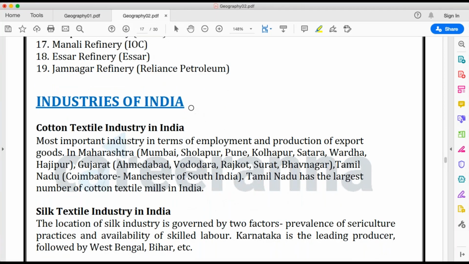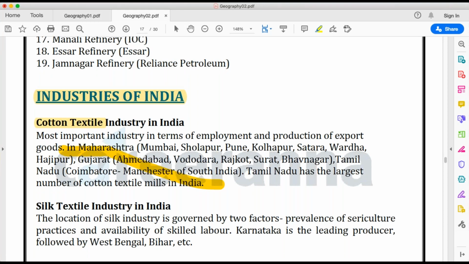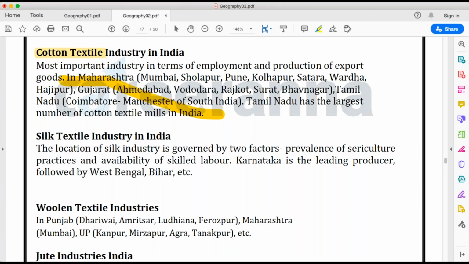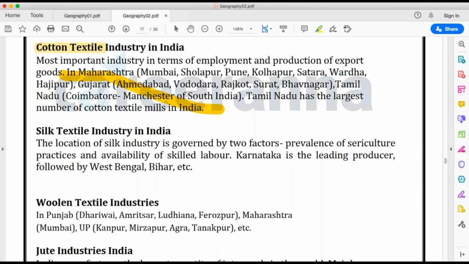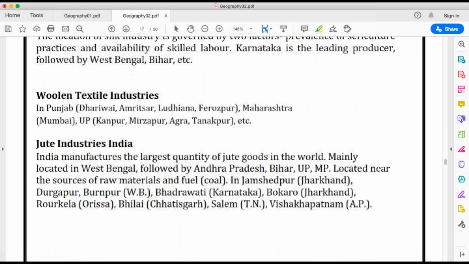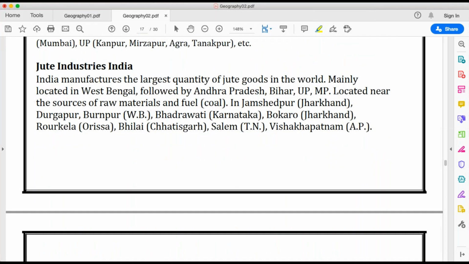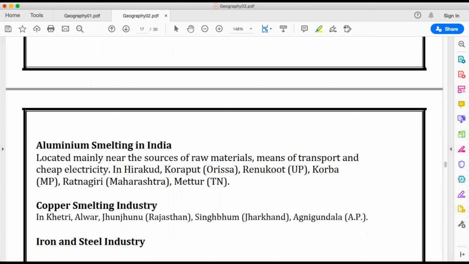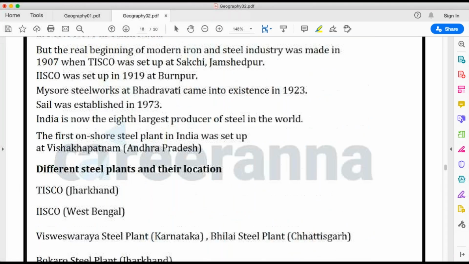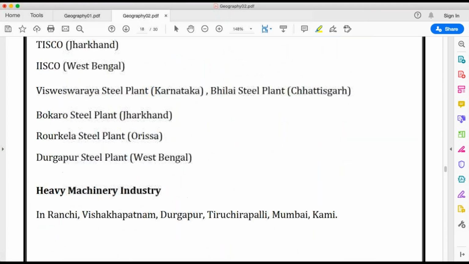Industries, again, important part is industries. This is important. If I say cotton textile, tell me which are the states. For industries, if I tell you the name of the industry, you just need to tell me the states. That's it. That's what you need to remember from the industries part. Jute industry, which all states? Copper smelting industry, which all states? And so on. That's it.